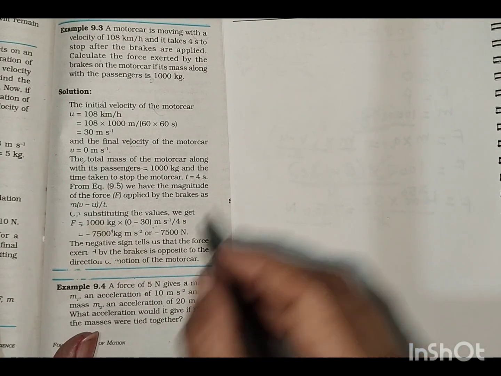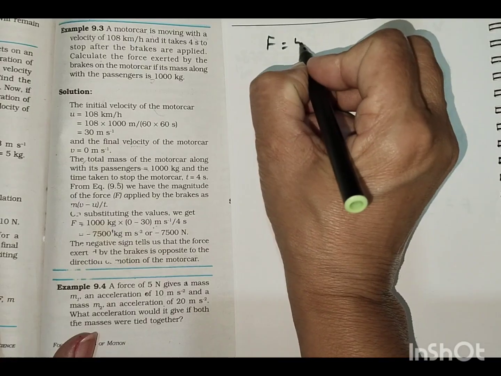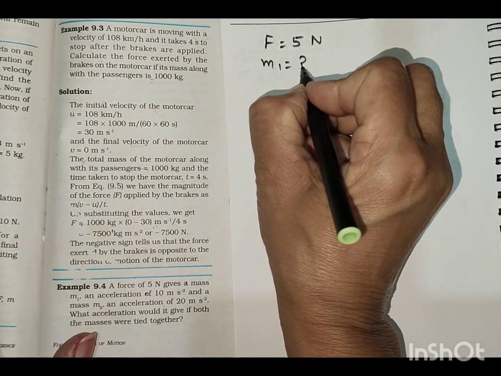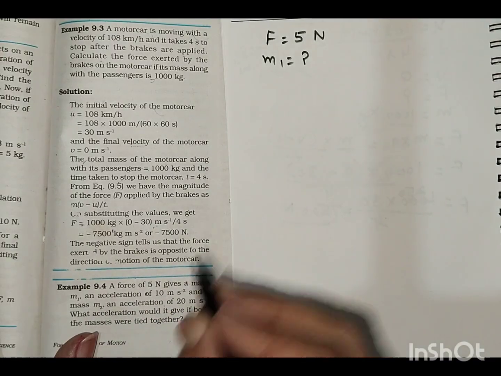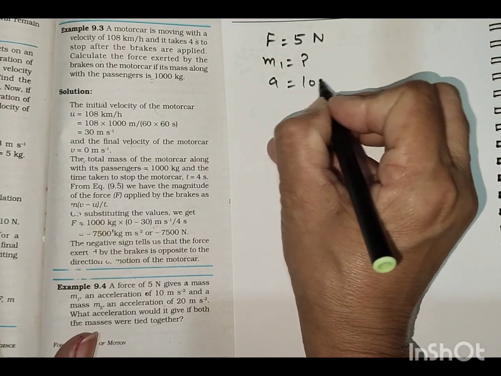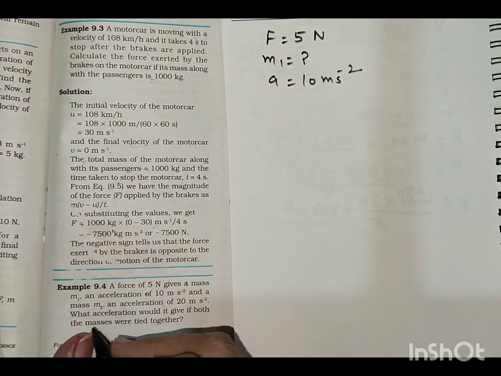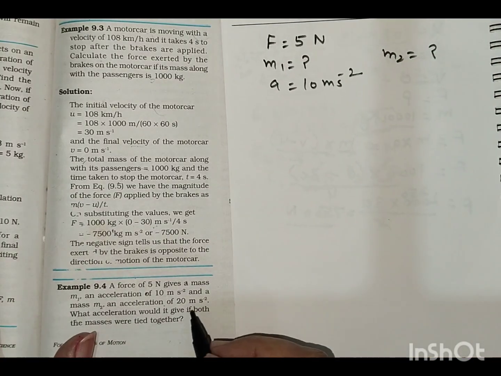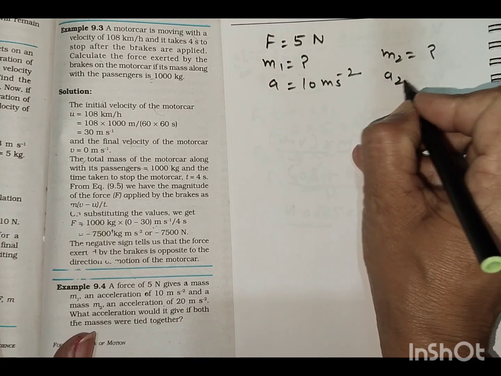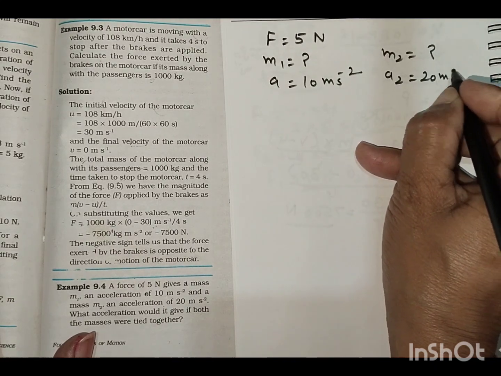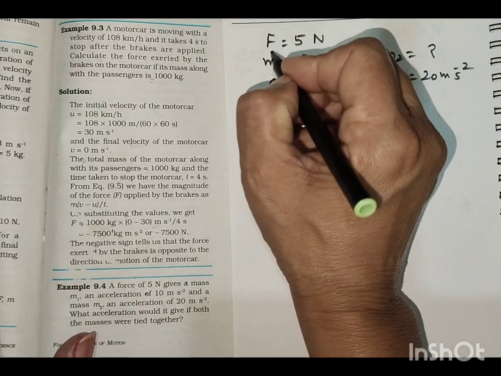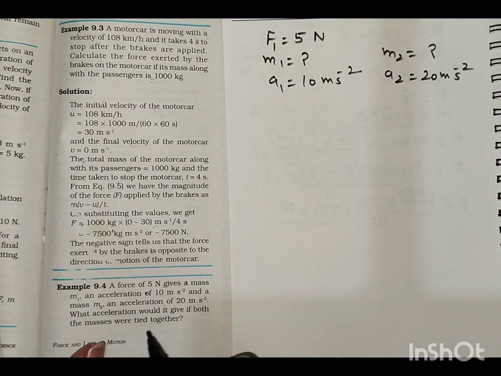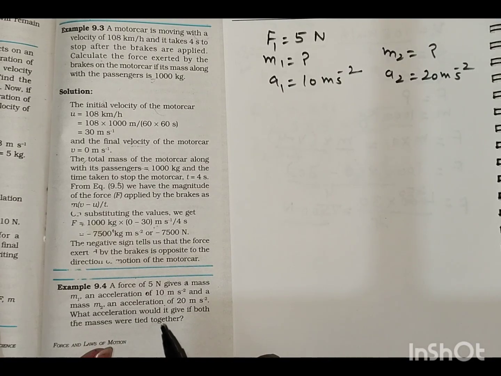The force is 5 Newton. Give a mass m1, which we don't know; we have to find it out, with an acceleration a1 of 10 meter per second square, and a mass m2, which we also have to find out, with an acceleration a2 of 20 meter per second square. What acceleration would it give if both the masses were tied together?